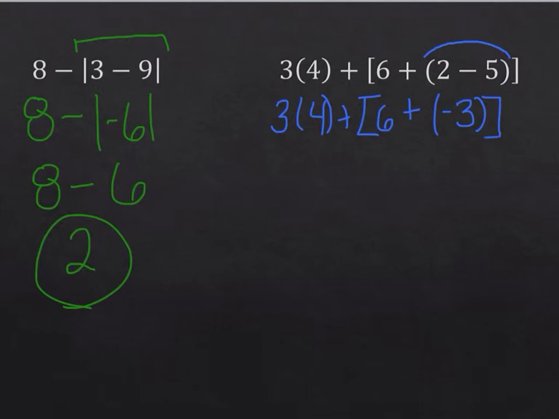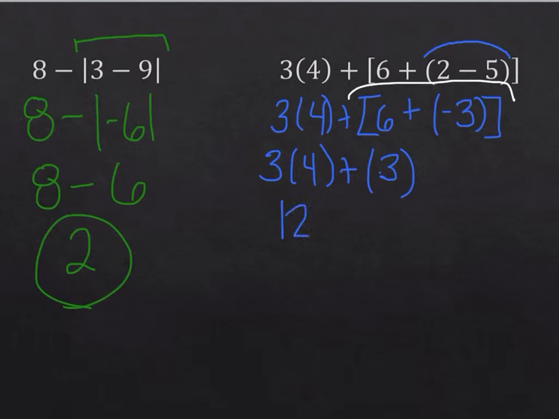Now I still have symbols of inclusion, right? You can see them right here. So I will go 3 times 4 plus 6 plus negative 3. That is positive 3. Now I can go to multiplication. So that's 12 plus 3, which gives me a final answer of 15. So that's how I do it. Work inside out when you have multiple symbols of inclusion.